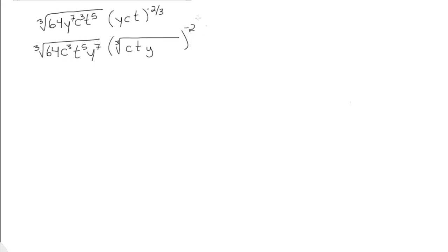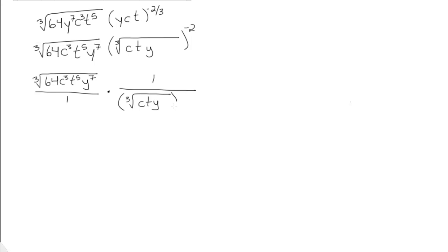So since I have a negative exponent here, I'm going to take the inverse of this second expression. So we're going to put the first expression over 1 just to make it into a rational. So we have 64 c cubed t to the 5th y to the 7th power over 1 times, and since I'm moving the entire expression to the denominator, it's going to be 1 over the cube root of c t y, and I'm going to square the entire expression.